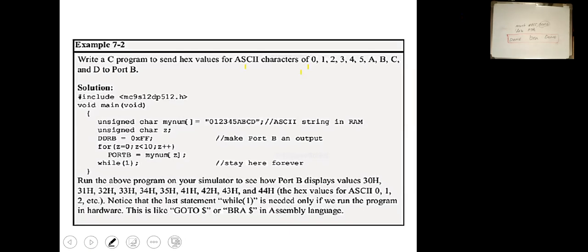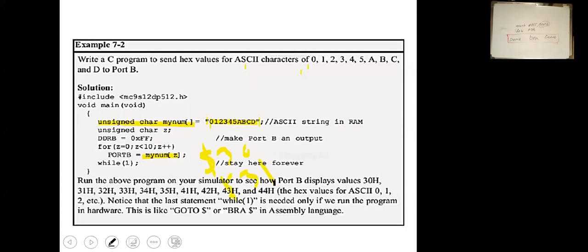So what he did here, he defined a string that contains these values. Now, because I defined these as a string, each element will be represented in ASCII format. So when you say port B equals array my number of Z, index Z, what will be sent is not 0, it will be the ASCII code for 0, which is $30. Next time, I will send the ASCII code for 1, which is $31, and so on.